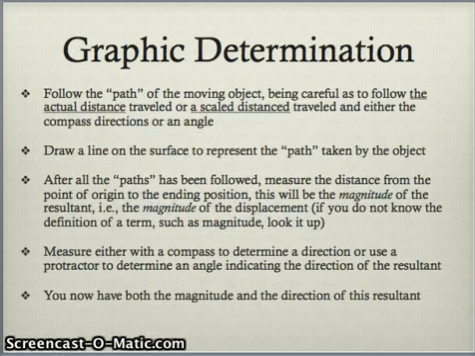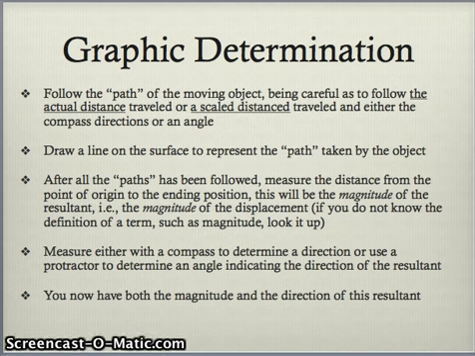Now, there are a couple of ways to determine the magnitude and direction of your vector addition problems. One way is the graphic determination, and we'll be doing this tomorrow in class on Tuesday in the lab. Basically, you will follow the path or directions given about the moving object, being careful to follow the actual distance traveled, or you can draw a scaled distance on a piece of paper using compass directions or a protractor to determine the angle.